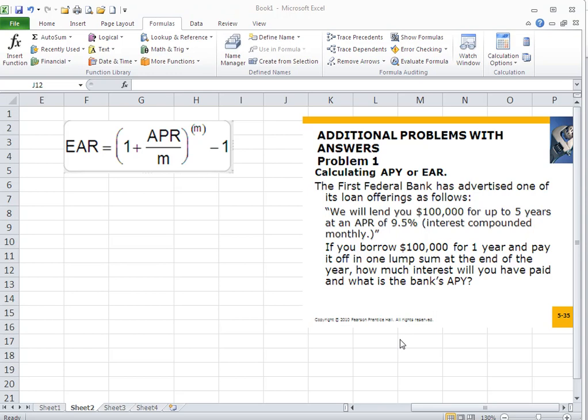Hi gang, real quickly I wanted to review with you how to calculate the APY or the EAR.